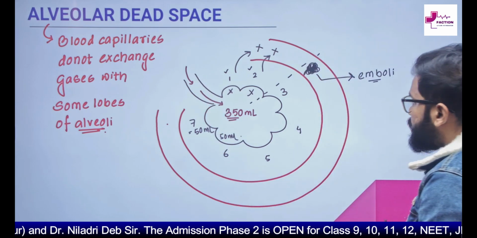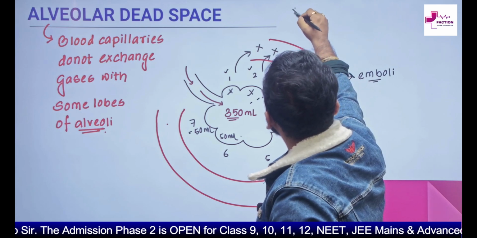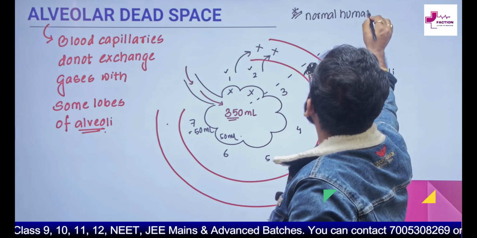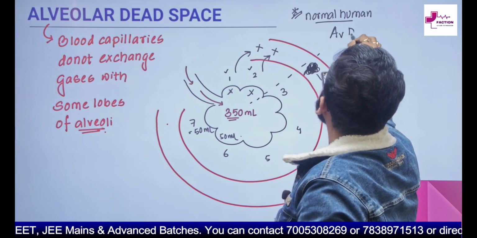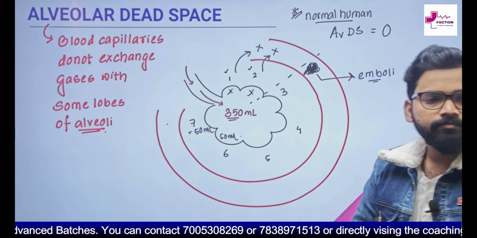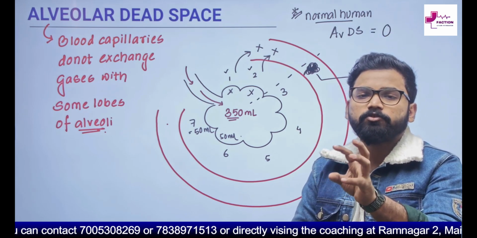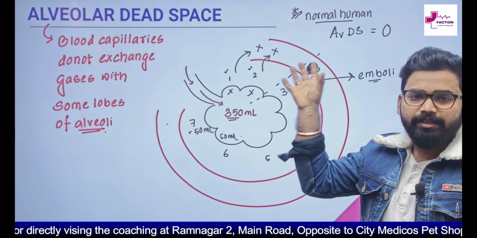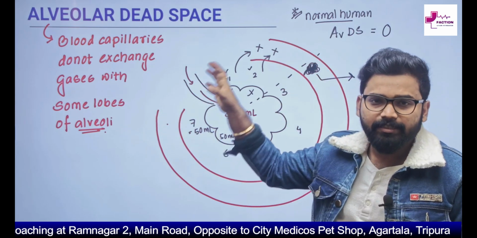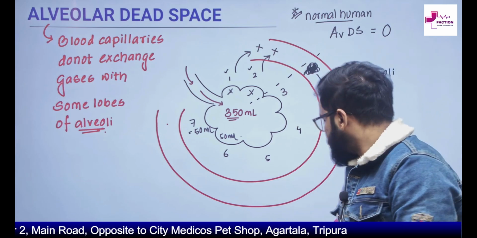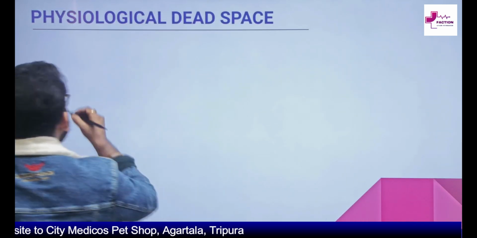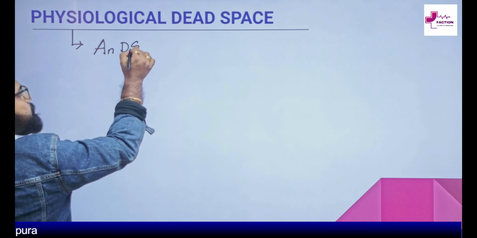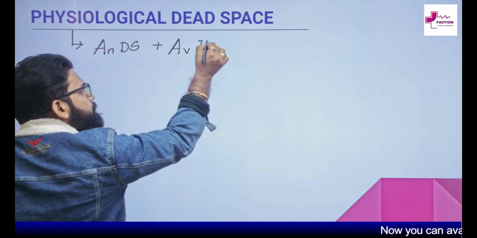So in a normal human, this alveolar dead space should be 0. In a normal human, the alveolar dead space should be what? This should be 0. This is a disease, emboli or clot is a disease. But in a normal human, if everything is fine, then the alveolar dead space should be 0. Correct? Now, what is a physiological dead space? This refers to the summation of anatomical dead space plus the alveolar dead space.